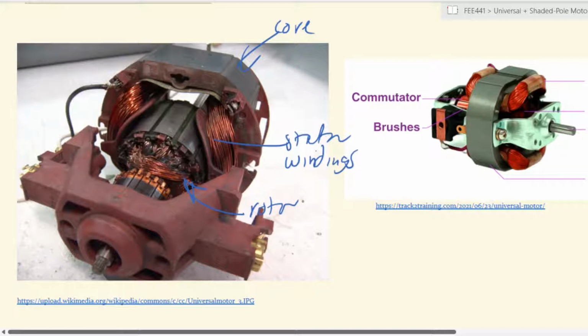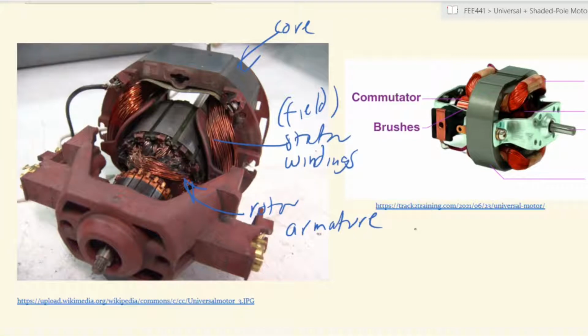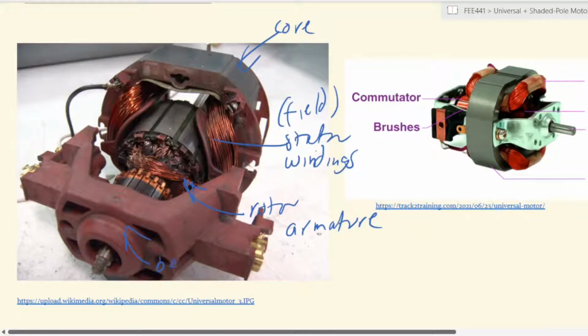Now, in the case of the universal motor, the stator is actually the field, and we will see more about that later. And the rotor is what you call the armature. Armature is spelled like that. And it has a lot of similarities to DC motors, which we have covered in the past. And similar to other motors, you also have, of course, the bearing, which is mounted inside this casing. And you have a shaft which is connected to the load. And of course, you have terminals which you can connect a power supply.